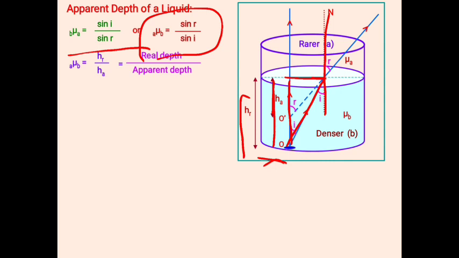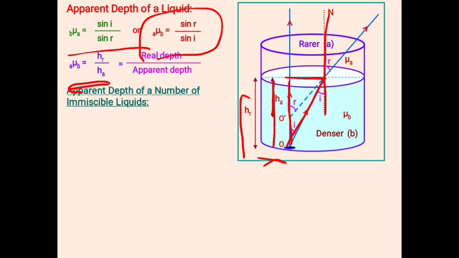But in this case, the refractive index of A with respect to B is given by HR, the real depth, divided by the apparent depth. This is very important: real depth divided by apparent depth. Real depth is the actual depth of the coin from the surface of that medium. Apparent depth is the depth of that coin when we see it through the naked eye.